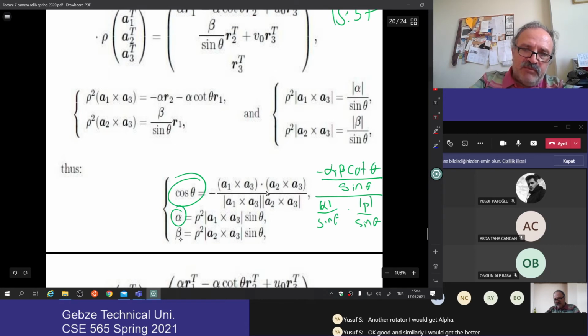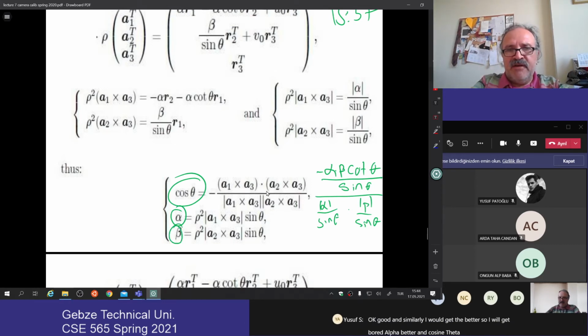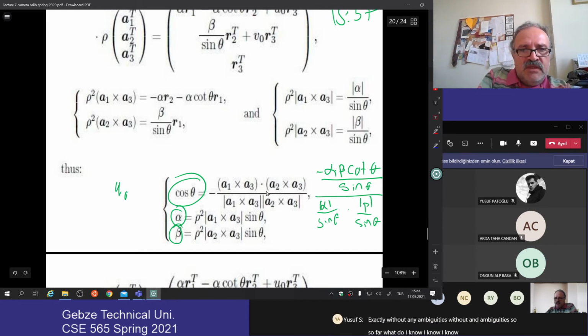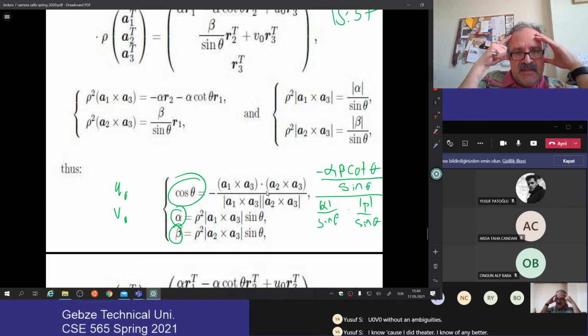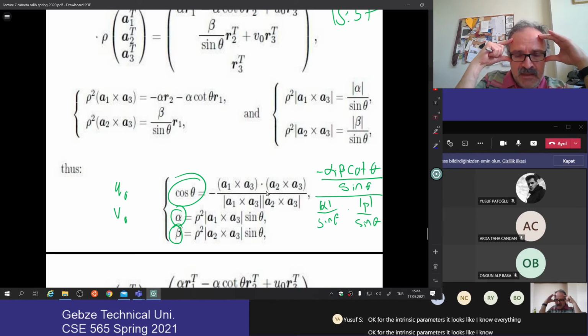So I will get both alpha, beta, and cosine theta, exactly, without any ambiguities. So far, what do I know? I know u0, v0 without any ambiguities. I know cosine theta. I know alpha and beta. For the intrinsic parameters, it looks like I know everything.